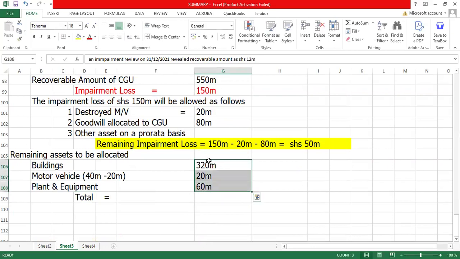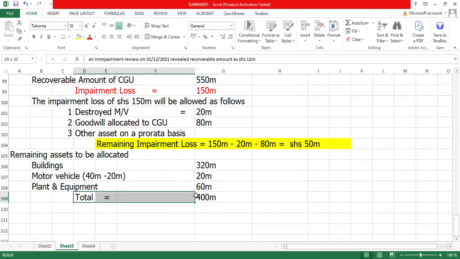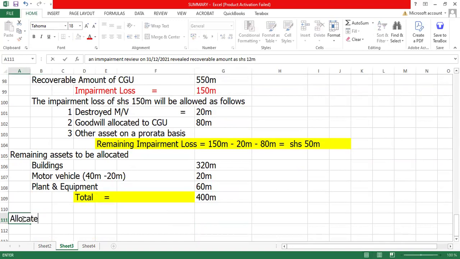You try to add from here. This is 40, this is 400. This is 400 million. So once you have this total, it becomes easy. Now allocate the loss of 50 million on pro rata basis.